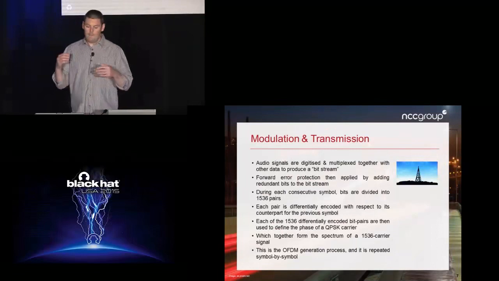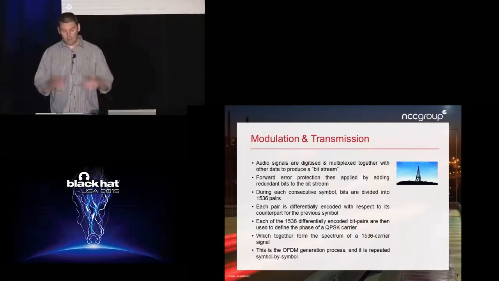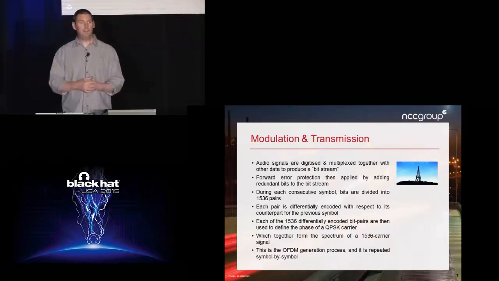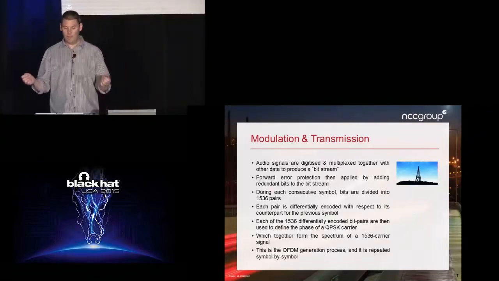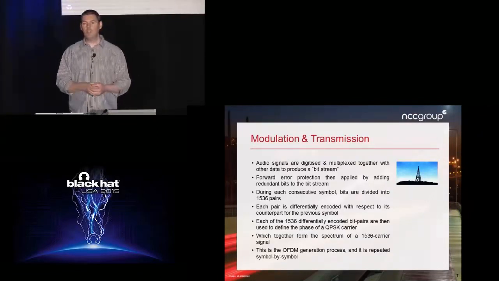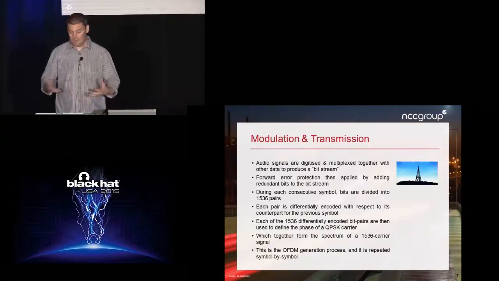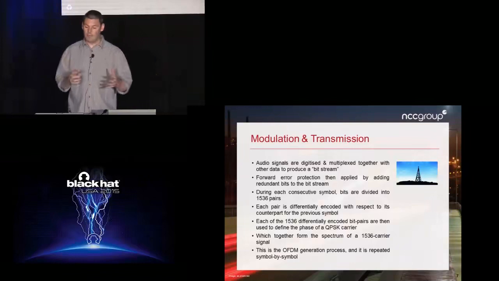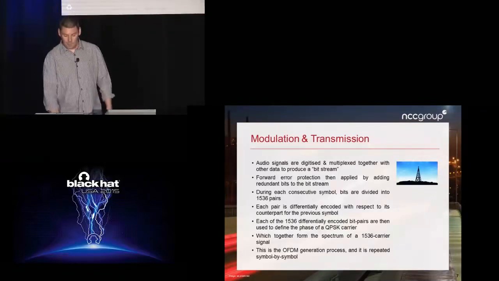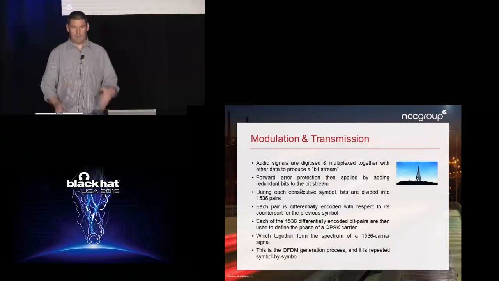So the audio signals that are produced are digitized, because as I said, it's a digital broadcast mechanism, and multiplexed together with various other data services. So although it's primarily sending audio, there are lots of other data services that you can send over DAB, which is what makes it interesting, and we'll go into the details of the other digital services that you can send later. But essentially, they're all multiplexed together, and this forward error protection is applied to it by adding some redundant bits.